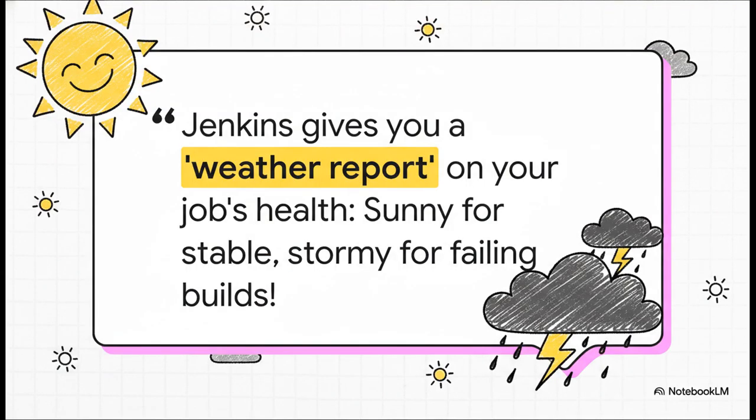Oh, and this is one of my favorite little features. The Jenkins dashboard gives you this weather report for every single job. If all your recent builds have been passing, you get a little sun icon. If they've been failing, you get storm clouds. It's such a brilliant at-a-glance way to see how healthy your projects are.